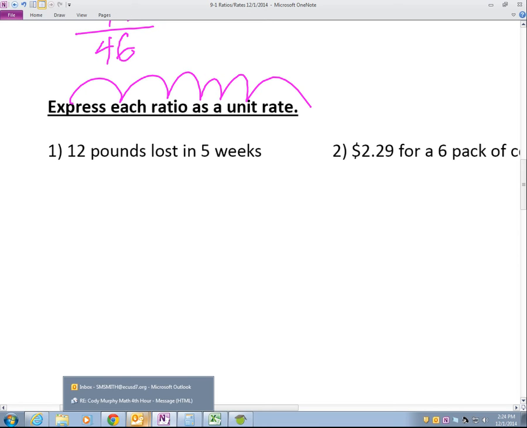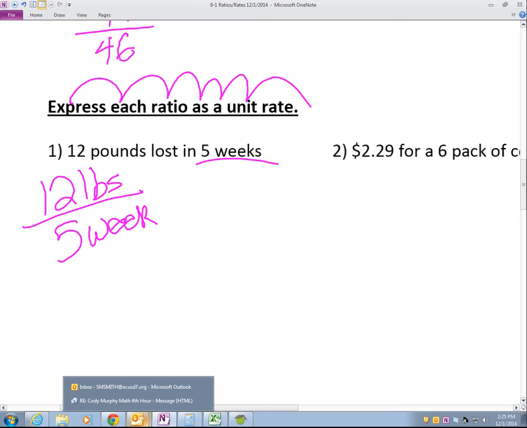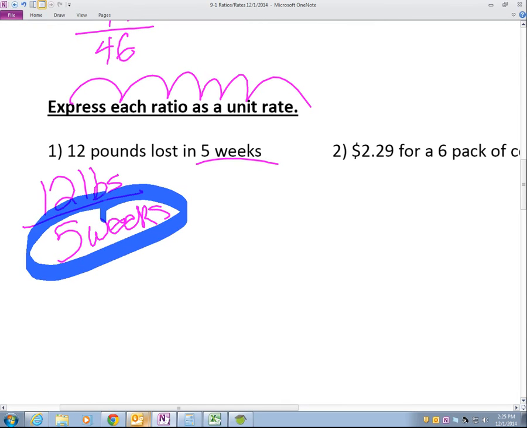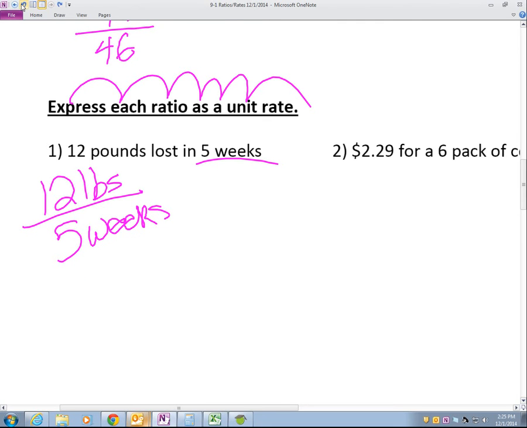Denominator of 1, beautiful. In order to get this to be a denominator of 1, I have a time thing here. Someone put that as the denominator. I have 12 pounds lost in 5 weeks. In order to get this to be 1, all I'm doing is just a division problem, because I'm getting 12 pounds to be split up equally into 5 groups, which is division.